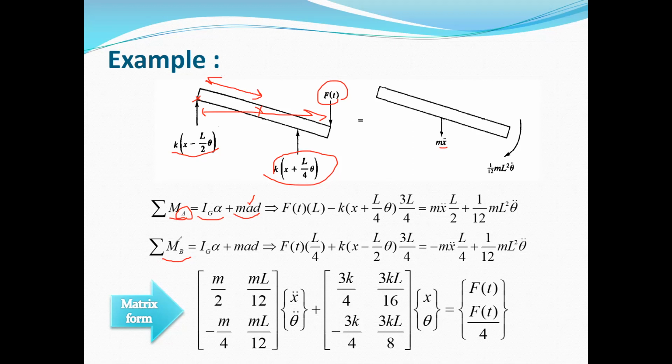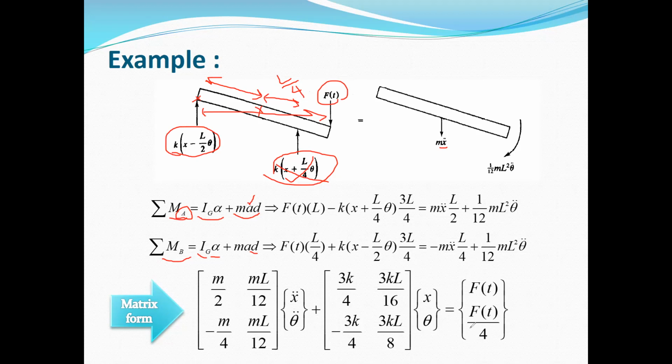In the second equation, we can write the moment equation about point B. Again, it's equal to Ig alpha plus MAD. In this case, D is equal to this length, the distance between point B and the mass center, which is equal to L over 4. And again, when you write the moment about this point, the force in spring A will create a moment, Ft will create a moment, and the force in the spring at point B will not appear in this equation. And finally, you can write and simplify.